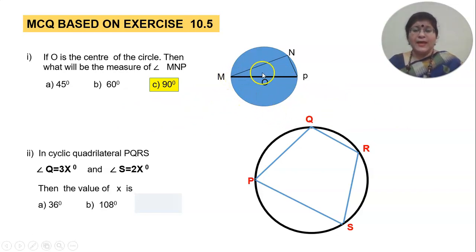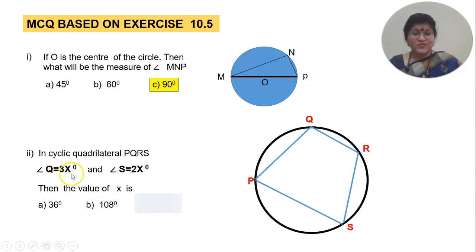Now, MP is the diameter of the circle because O is the center. So when you see the diameter of the circle, this angle MNP is lying on the semicircle. So what is its value? 90 degrees, because the angle in a semicircle is a right angle. Okay, so you could get such MCQ type questions in your periodic test.